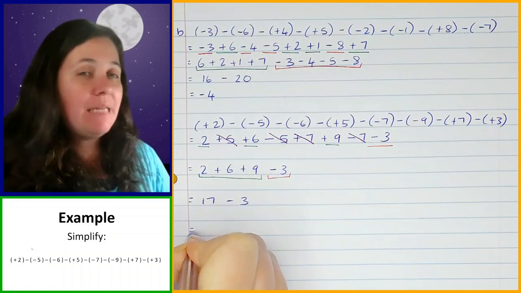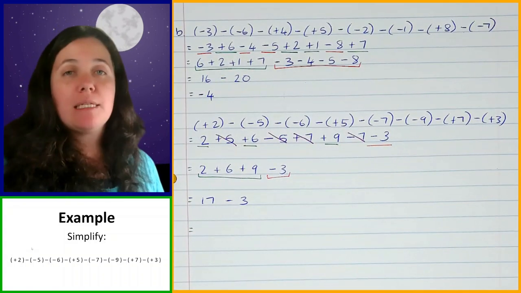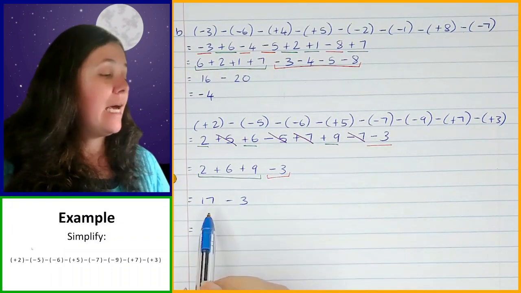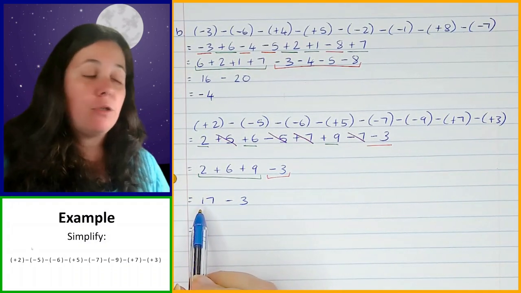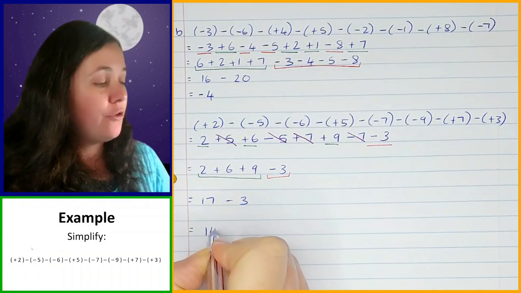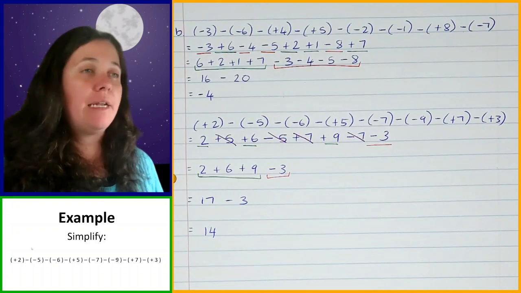So now I have 17 minus 3, and because they have opposite signs, I'm going to subtract the absolute values. So 17 minus 3 gives me 14, and I keep the sign of the one with the highest absolute value, which is in this case the 17, so it's positive. So it's going to be positive 14. So that's what you should get for that example.